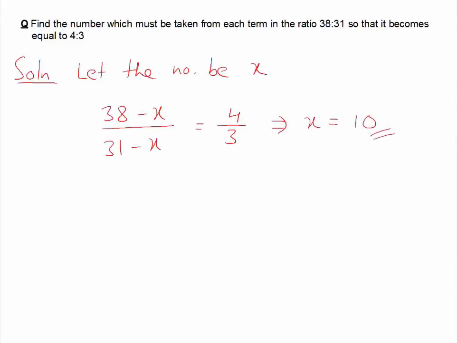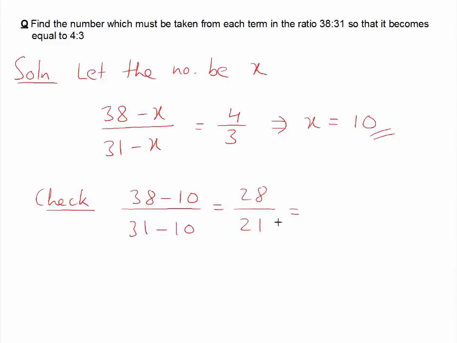So what does this mean? That when you subtract 10 from each of these terms, the ratio becomes 4:3. So let's check. 38 minus 10 divided by 31 minus 10, you get 28 divided by 21. So if you realize, this will become 4 and 3, which is 4:3, which validates our approach, our answer.